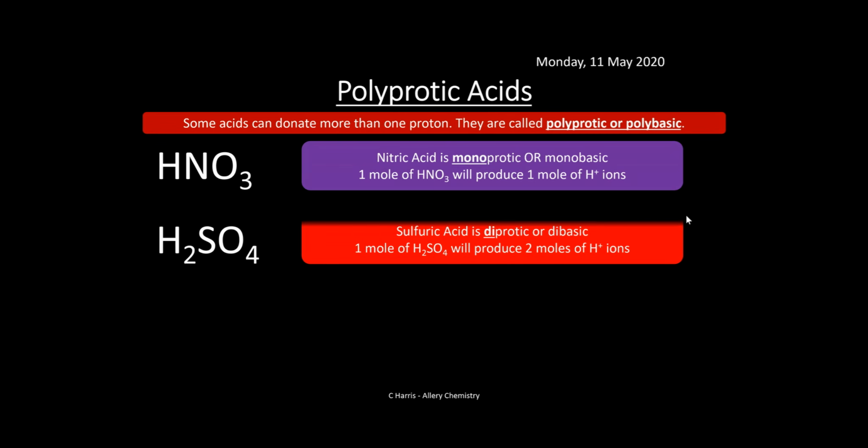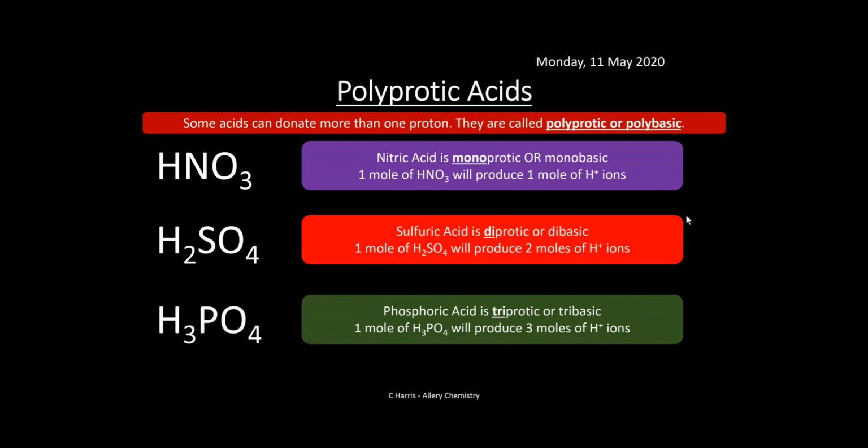Okay. So you can see here, sulfuric acid is diprotic. So 1 mole of sulfuric acid will produce 2 moles of H plus ions. You can also get monobasic and dibasic as well. So it depends on obviously what you've got attached to it. Phosphoric acid is triprotic. 1 mole of phosphoric acid will produce 3 moles of H plus ions.